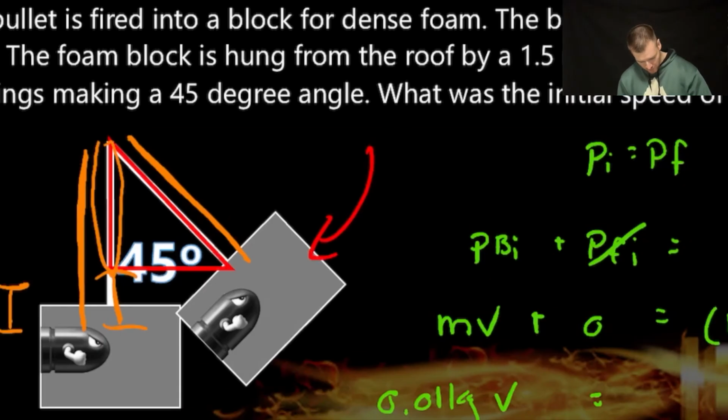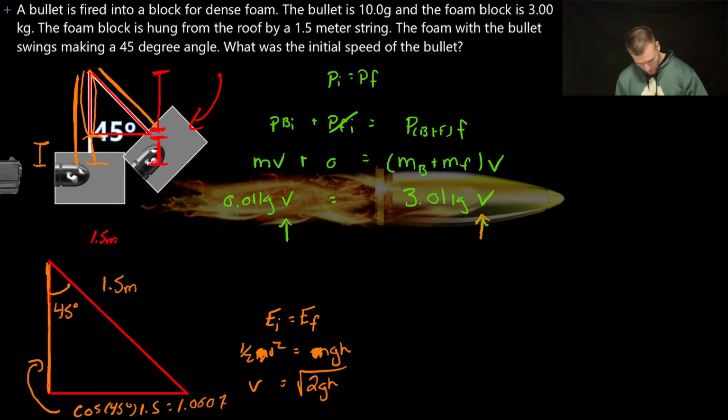I'm going to put in red over here. If we're looking in this place, this part is the height that it raised up, and this part is what I just calculated as 1.0607. So let's take 1.5 meters minus the 1.0607 to find the amount that it raised up, and I'm getting a number of 0.4393 meters. That's the height that it raised up once it swung.